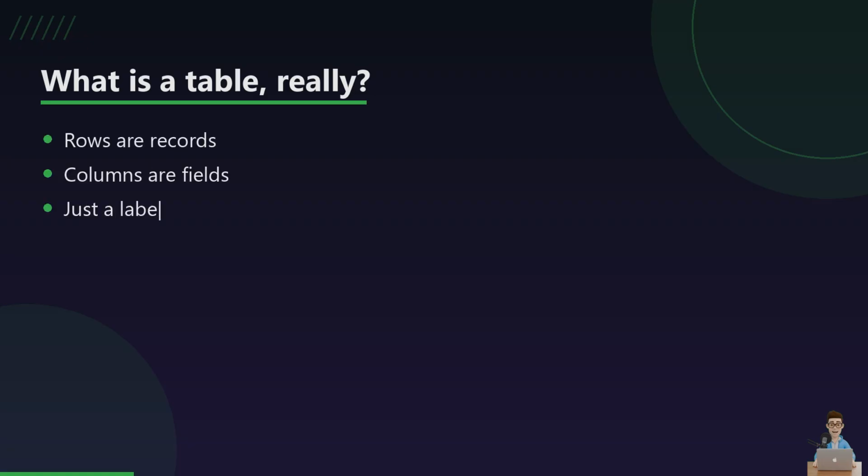Before the fancy words, let's name the furniture. A table is just a spreadsheet. Every row is one thing, like one customer, and every column is one detail about it, like their city. When people say relational database, all they really mean is a bunch of these neat tables sitting side by side. In short, a table is rows of records with labeled columns.